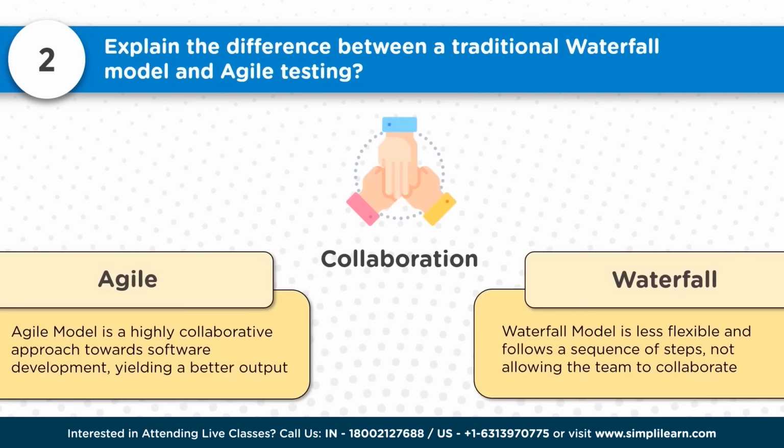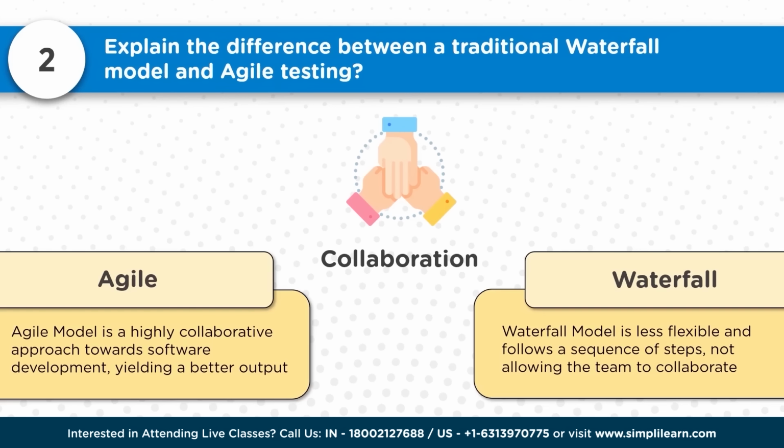Thirdly, collaboration. The agile model is highly collaborative. That's what its approach considers mainly towards software development, where the involvement of all the members like customers, the team members, the project managers, their active involvement is very much required so that things can be handled better. Whereas the waterfall model generally doesn't insist on that.